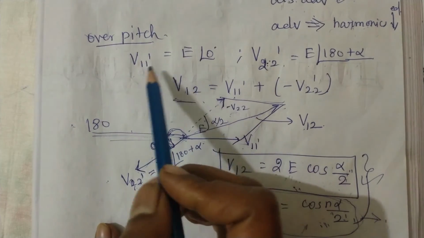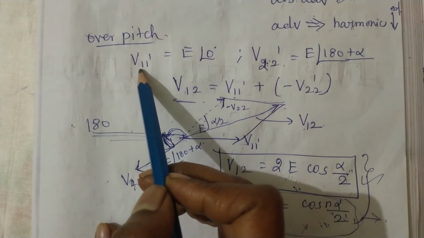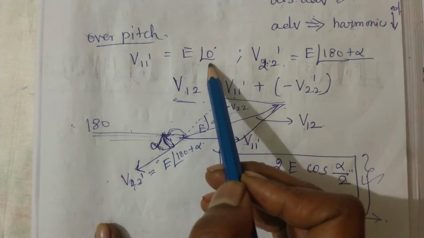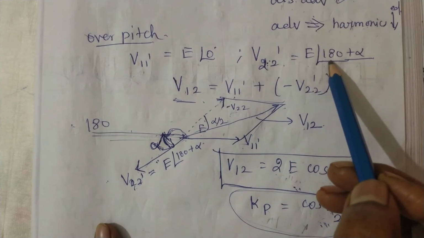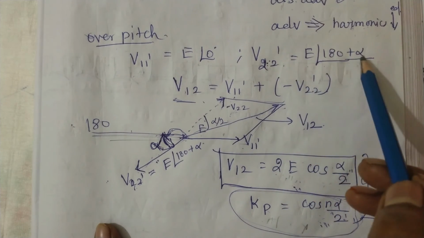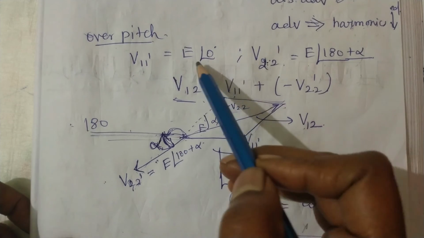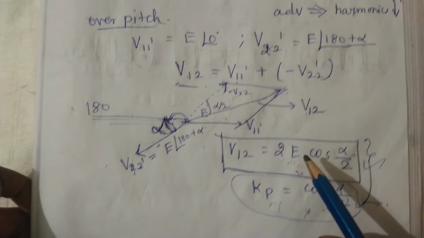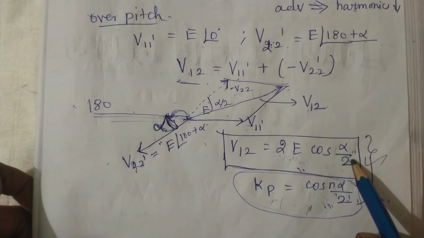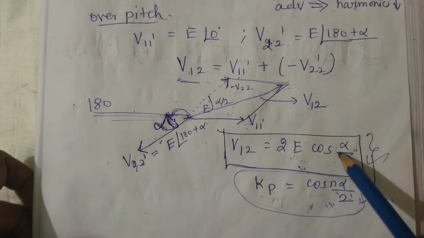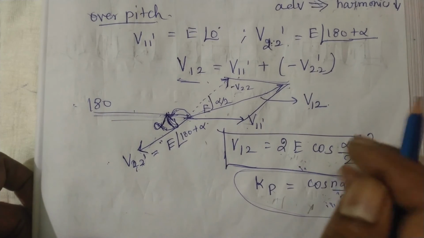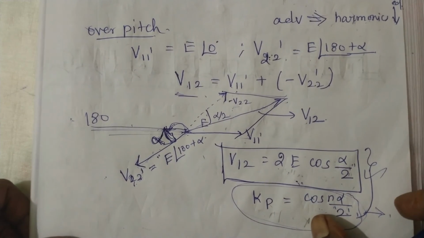Now see the pitch factor. The voltage across the first conductor is E at 0 degree, and V22 dash is EMF E at an angle of 180 plus alpha. So we have to find the resultant voltage. You will get 2E cos alpha by 2, and the pitch factor also you will get. Here also the same advantage and disadvantage. So we can conclude one thing.